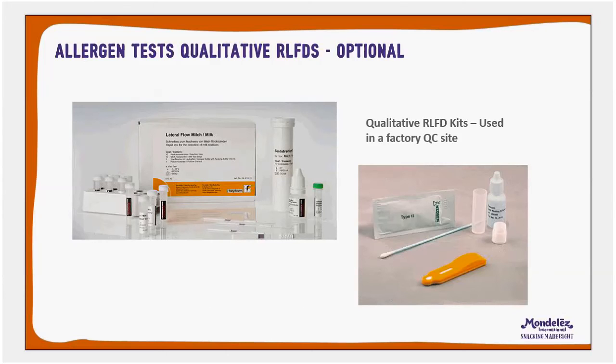When we look at the qualitative rapid lateral flow devices, these are absolutely optional if you wish to use them. They come typically in two formats. They either come in the top left, which is in the form of a strip, or the bottom right, they come in a kind of handheld device. These are also based on an antibody-antigen interaction, but these are very simple to use, very quick to use, and they are designed for using in a factory QC setting.